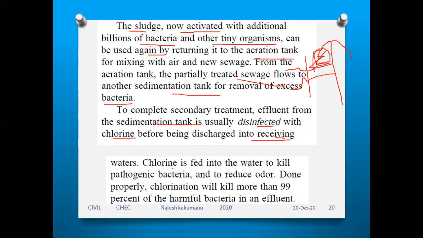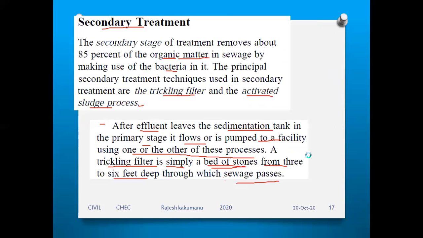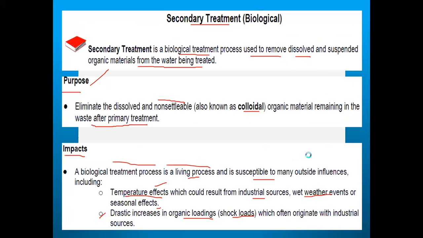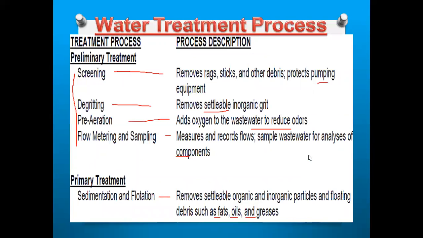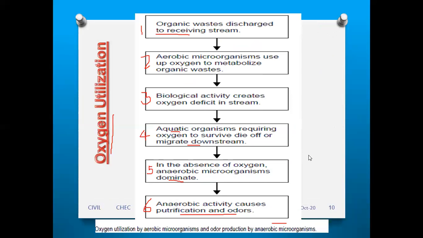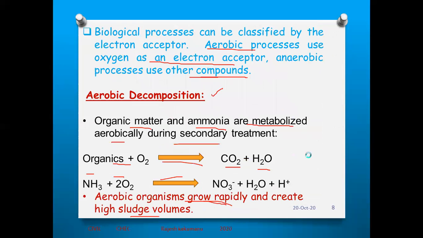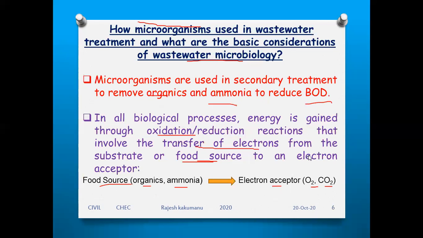The chlorine is fed into the water to kill what? Pathogens, to kill pathogenic bacteria and to reduce the smell. Right? This chlorination process will kill 99% of the harmful bacteria in the effluent. So this happens generally at the ending of the treatment process. If you see the figure here, I'll show the figure. You have to keep this figure in mind till the end of all the treatment processes, right?